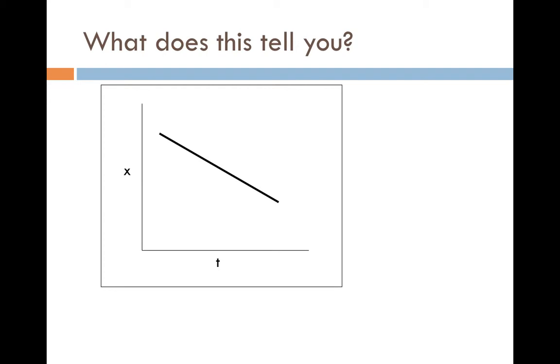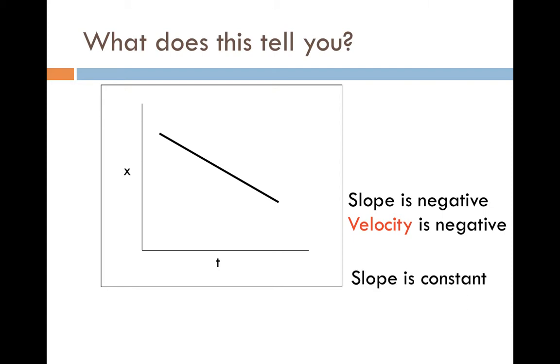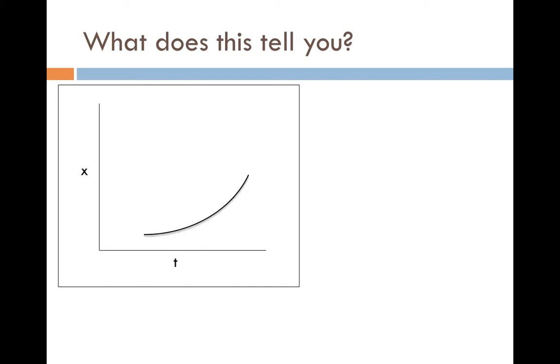All right, how about that one? It's a negative slope. Slope is negative. Replace the word. The velocity is negative. Again, it's going to have a constant slope. Therefore, the velocity is constant, and you have an acceleration of 0.